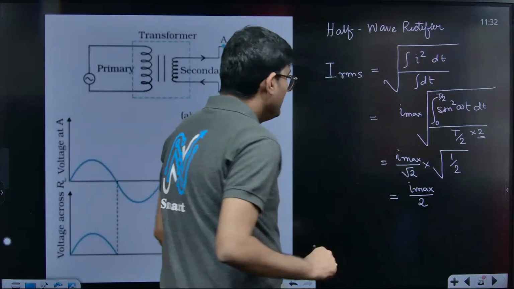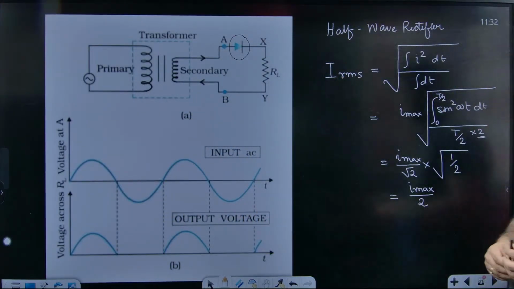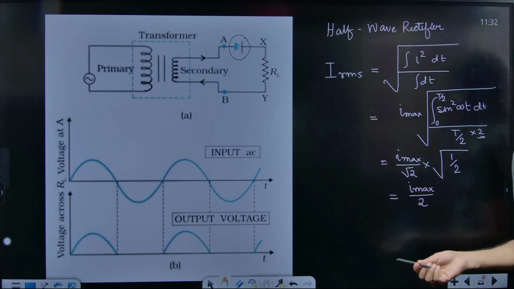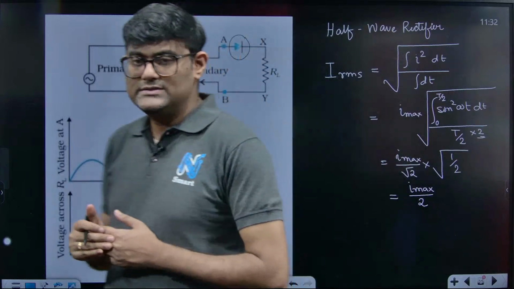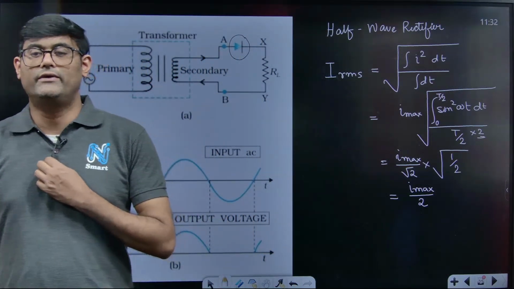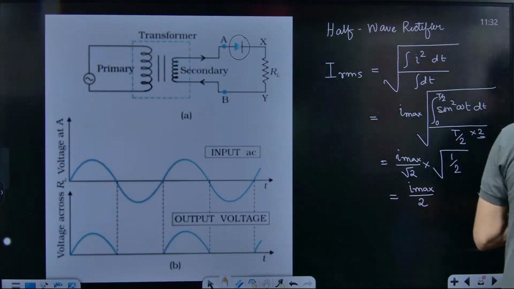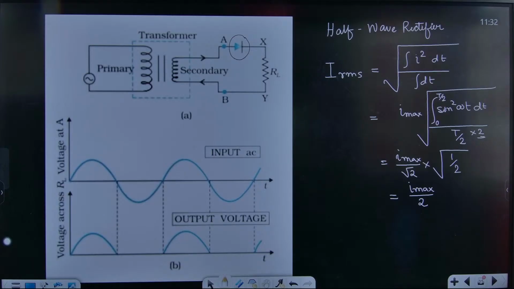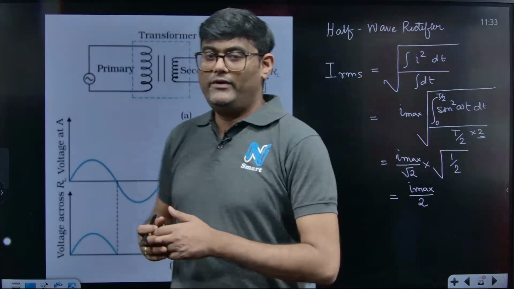If you remember, for a complete AC cycle, the RMS value is Im by root 2. Here the RMS value will be I max divided by 2. Okay, so that is the half wave rectifier. Let us try to understand the full wave rectifier. Let us see a full wave rectifier circuit.